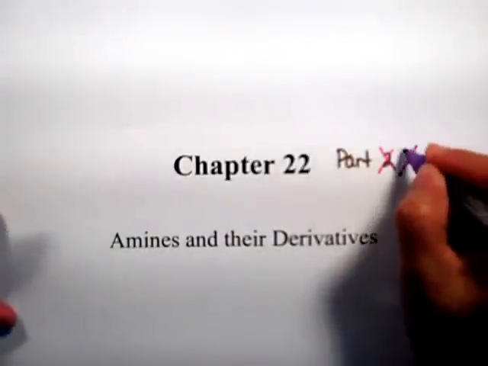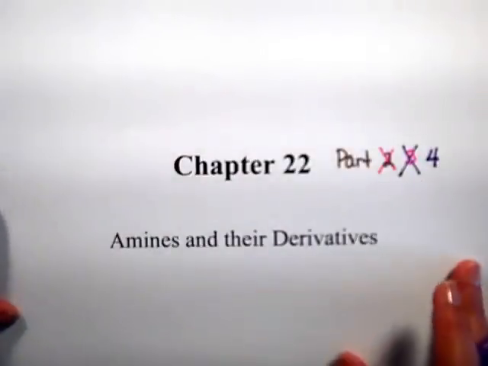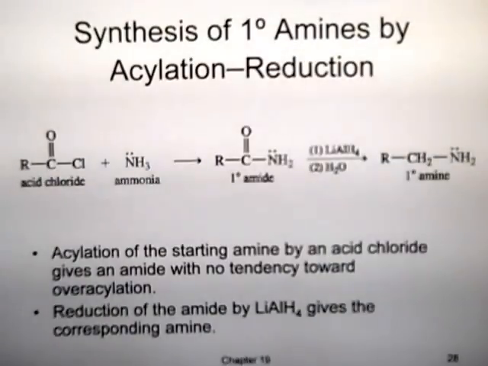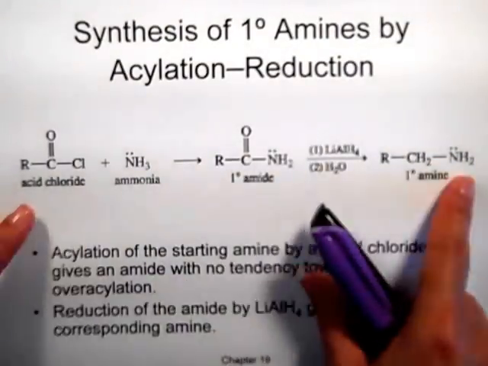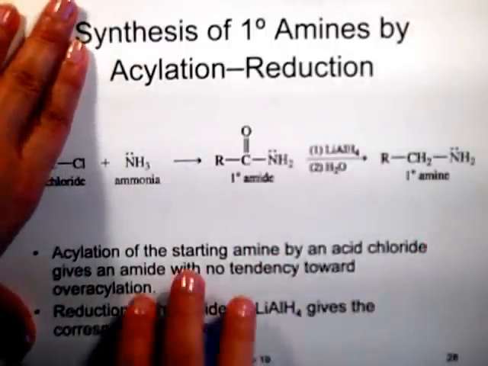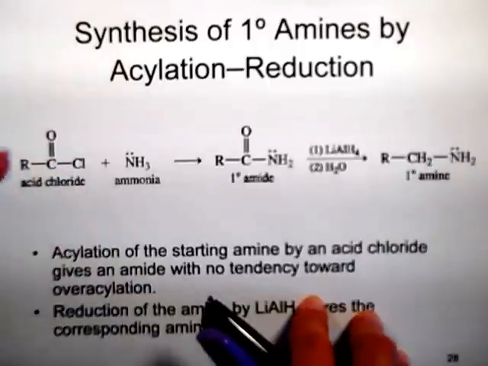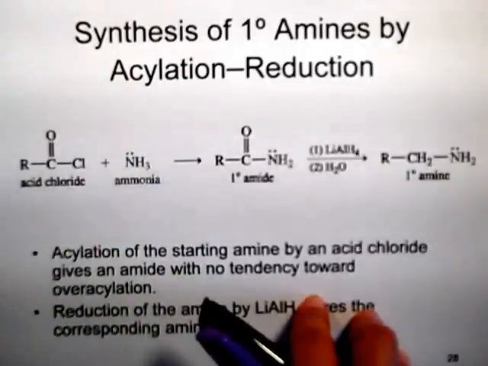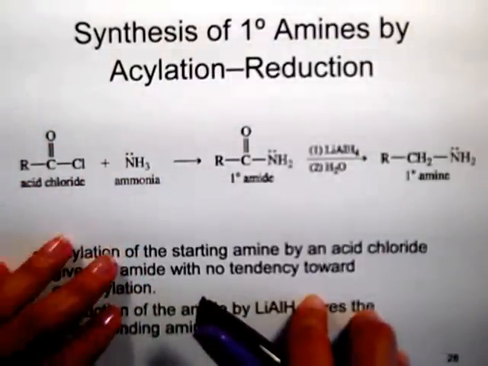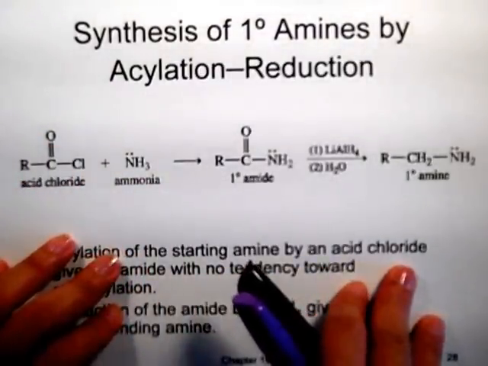This is going to be part 4 of the amine chapter. All right, this reaction, you have seen it before. You saw it in the derivatives of carboxylic acids. But we have a little bit of a problem making secondary and tertiary amines, and this one is actually a good way of making secondary and tertiary amines.